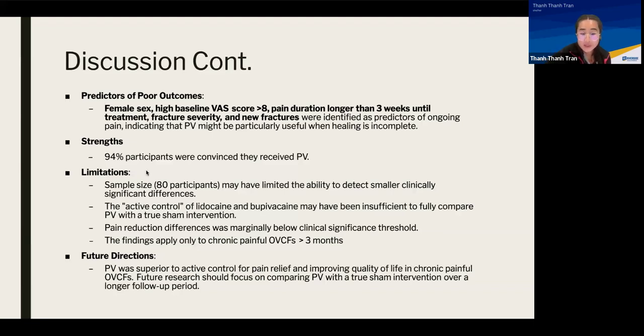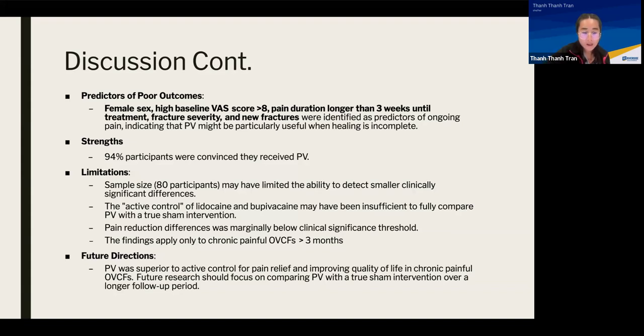So let's now discuss some limitations of this study. The first limitation of this study is it included only 80 participants. While this was enough to detect a large difference in pain scores, it may not have been enough to detect smaller but still clinically significant differences. In addition to that, the active control of lidocaine and bupivacaine may have been insufficient to fully compare PV with a true sham intervention. So this can limit how well they can isolate the effects of the cementation procedure itself.